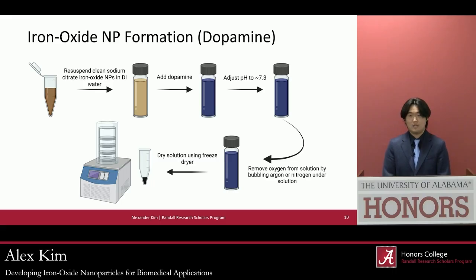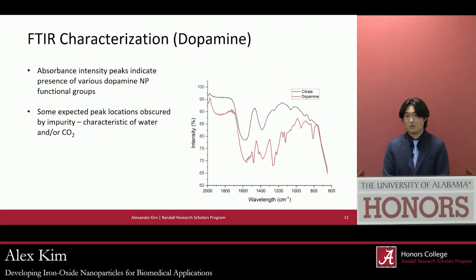dopamine-oxygen reactions, and then freeze dry it for an actual solid sample that we can use for FTIR, or Fourier transform infrared spectroscopy characterization, where with FTIR, you're basically shining light of various wavelengths and returning the absorbance of that light at each wavelength.